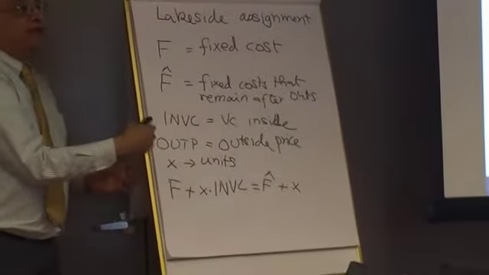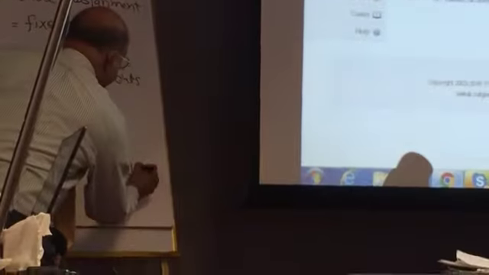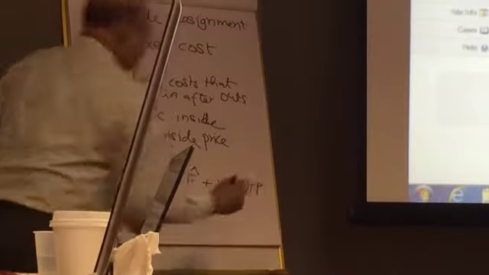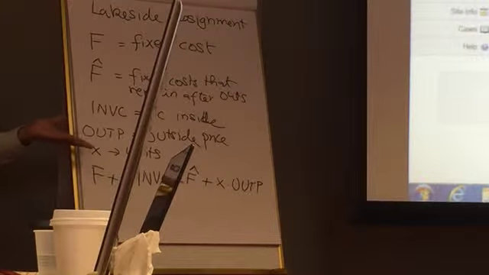What else do I have to pay if I buy X units? Outside price and units. Outside price. Right, so this is the equation. If you want to write it more formally, this is the equation that you set up and you solve for X.